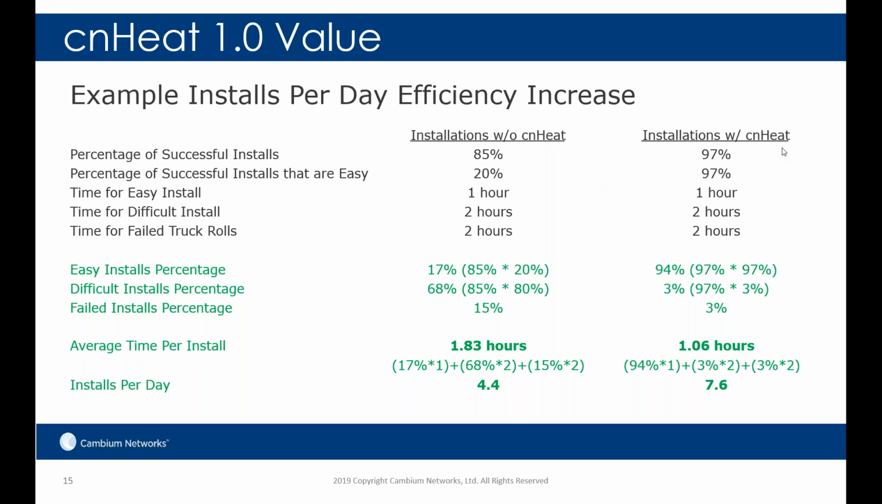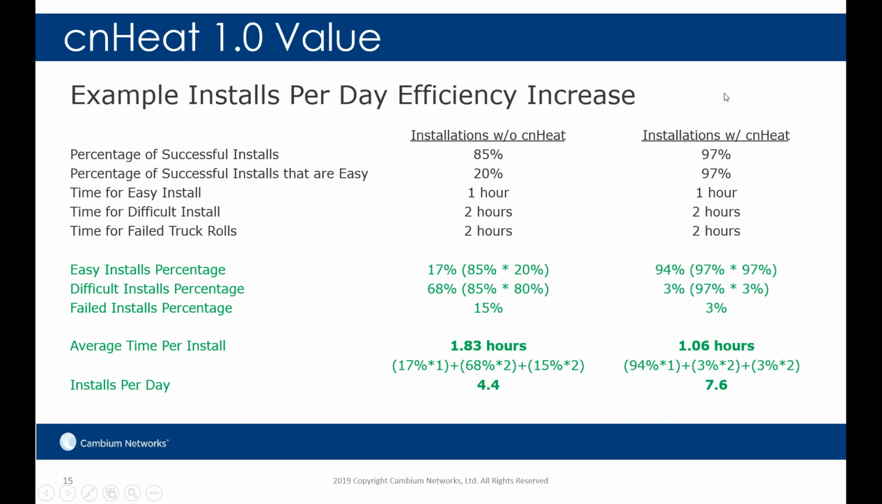With cnHeat, you may not know everything in advance, so now you have a high percentage of success, and you have a high percentage of easier installs. So if the time for an easy install is an hour and the time for a difficult install or failed truck roll is 2 hours, the average time per install will decrease without cnHeat from 1.83 hours, just under 2 hours, to a little over 1 hour, and you're getting a higher addition of installs per day. So of course that helps your business out in many different ways, as you understand better than I do.